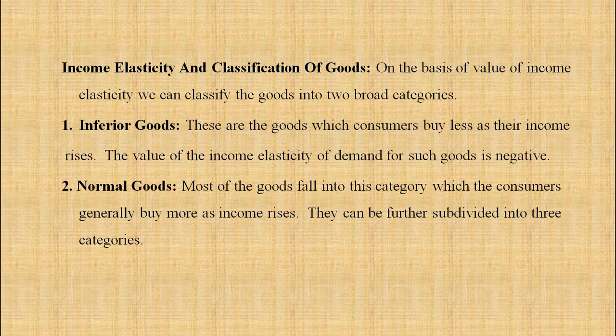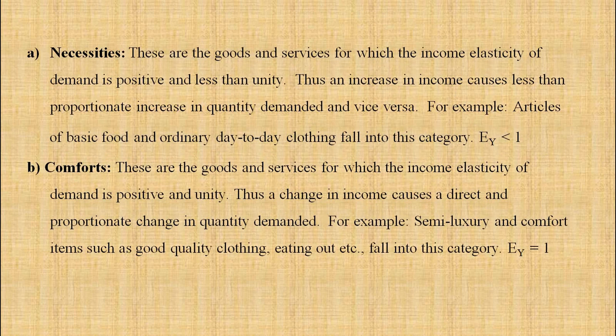They can be further subdivided into three categories. Number one, necessities. These are the goods and services for which the income elasticity of demand is positive and less than unity. So, an increase in income causes less than proportionate increase in quantity demanded and vice versa. For example, articles of basic food and ordinary day-to-day clothing fall into this category. Here elasticity is less than 1.